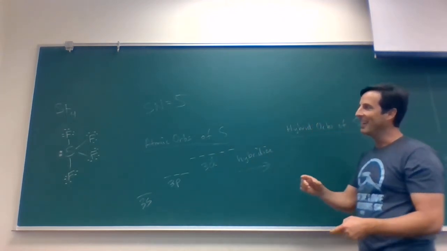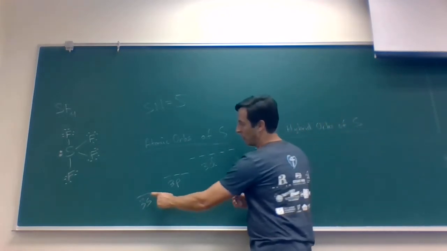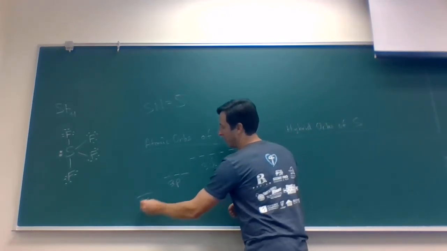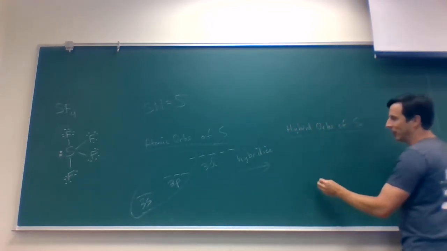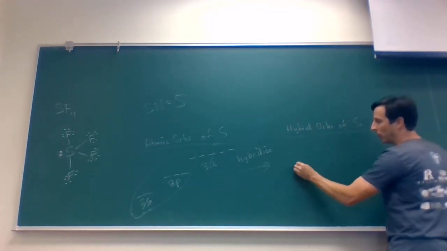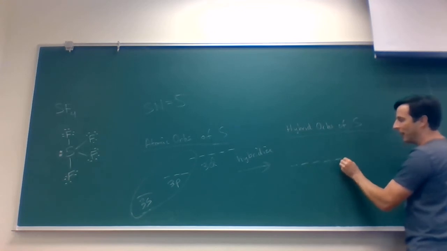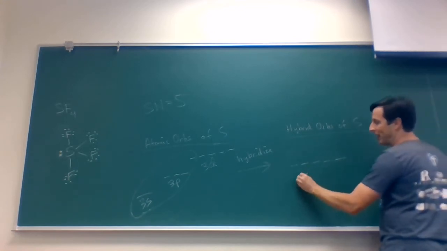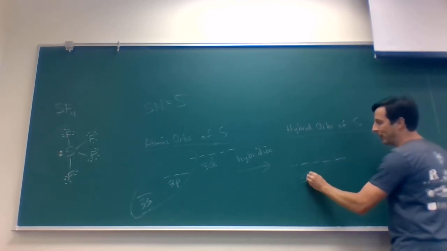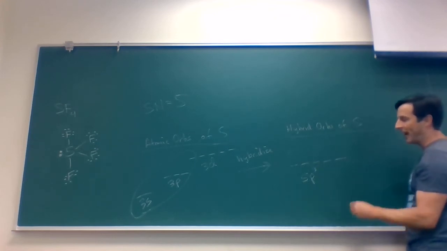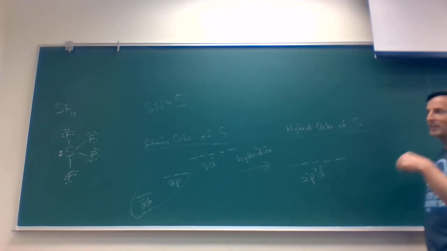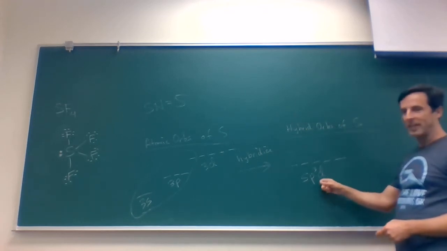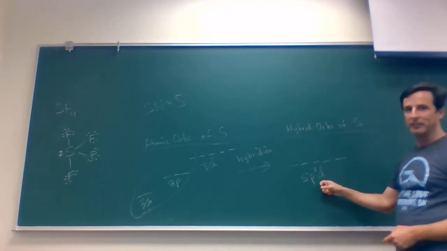My hybrids, this time I only take 5 orbitals. 1, 2, 3, 4, 5. So if I take those, this time my hybridization, 5 equivalent orbitals. The name, I took 1 s orbital, I took 3 p orbitals, and I took 1 d orbital, so sp3d. Again, if I ask you what's the hybridization of sulfur, you just say that. That's all you have to say.